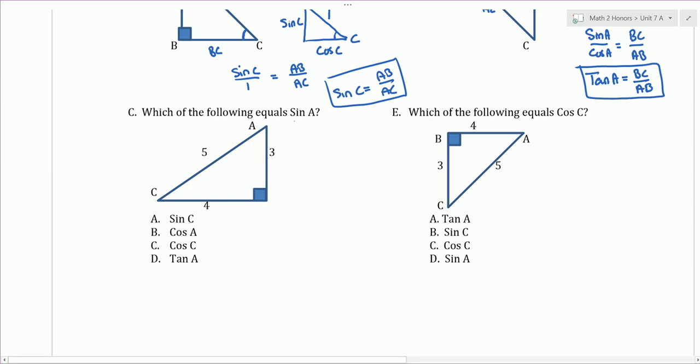Which of the following equals sine A? So again, I'm going to redraw this triangle, just a smaller version. Here's with angle A. So this would be sine A here. This would be cosine A here. This would be 1. And I'm going to draw one more now.